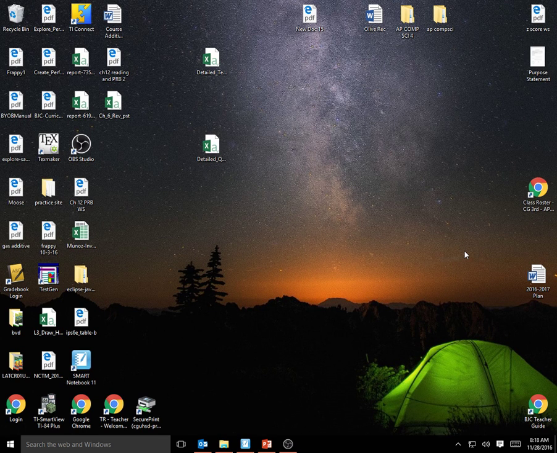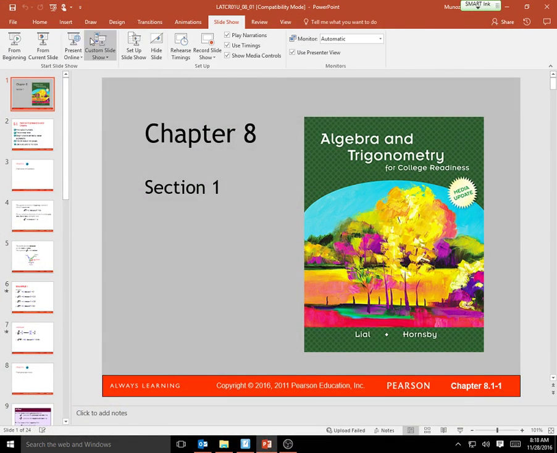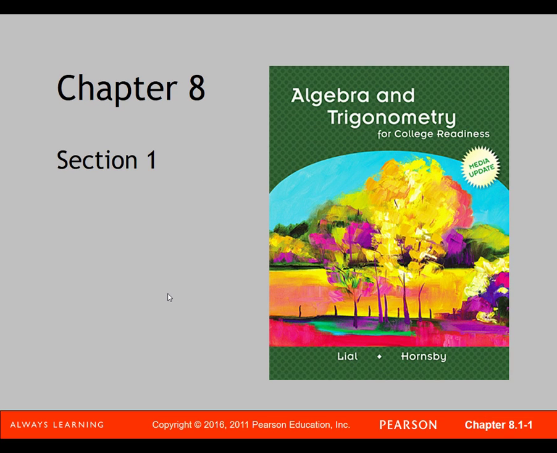Chapter 8 has to do with roots, and I think you guys have all done radicals before, right? Radical. So that's what I mean when I say roots. So let's get to it. Slideshow from current. So chapter 8, section 1.